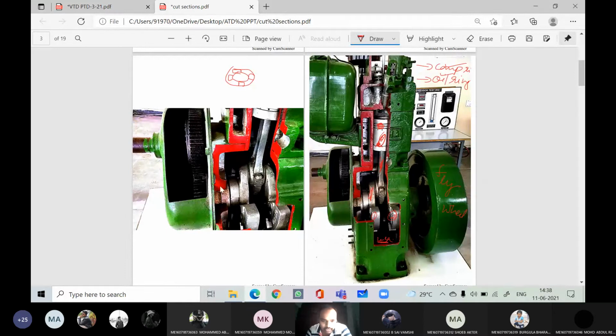We have, now you can see, I think you can see two gears over here. This is 1, this is 2. Can you observe, all of you? One gear is mounted over this shaft. The other gear is mounted over the camshaft. Now, which gear is looking bigger in size? The second one, the upper one.